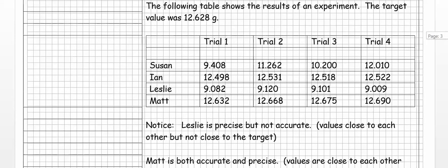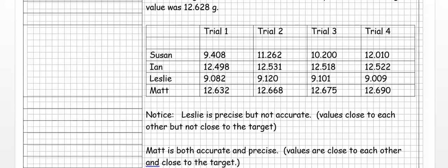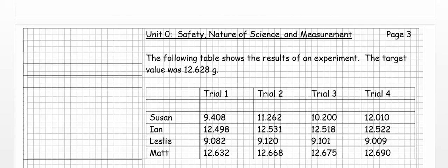Let's look at this table right here. So, here we go. I want to take a look at the following data. It says the following table shows the results of an experiment, and the target value was 12.68 grams. So apparently there was some type of an experiment in which Susan, Ian, Leslie, and Matt are trying to determine what some mass is, right? And so they have various trials. They have 4 different trials.